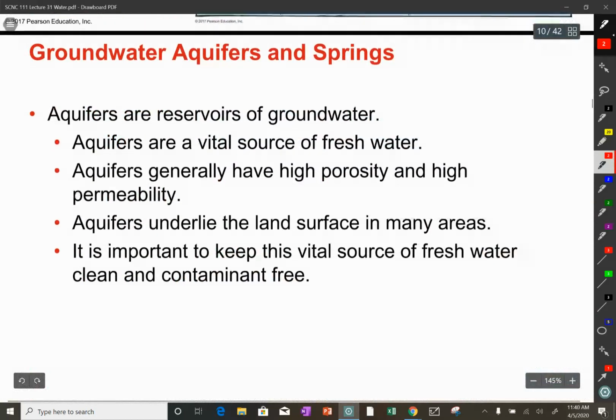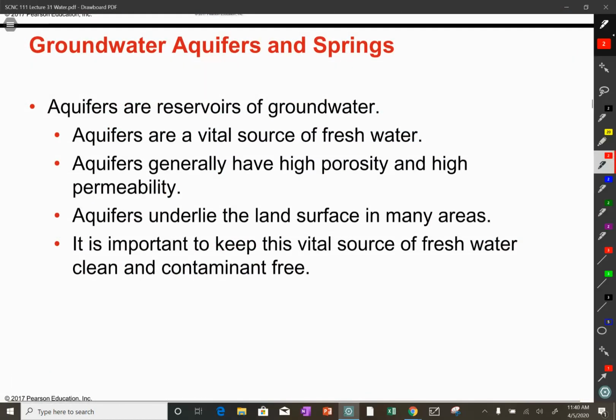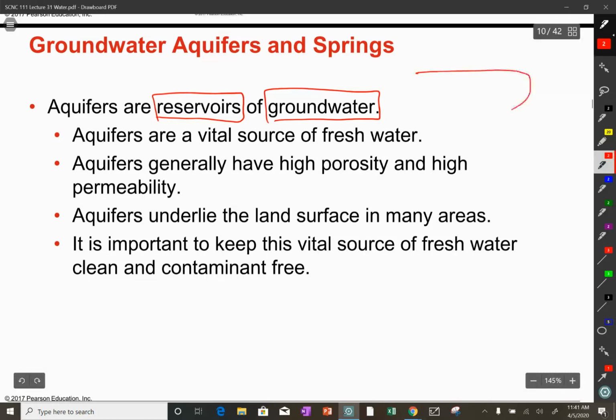Now we have the term aquifer. An aquifer is a reservoir of groundwater. So it's underwater. Now, one of the things I want to make sure is really clear: if I have an aquifer, that doesn't mean that I have a pool that I could swim in under here.